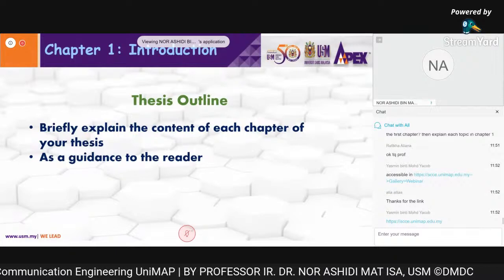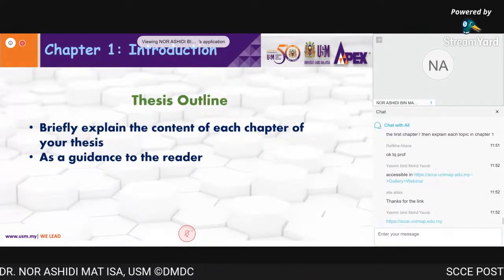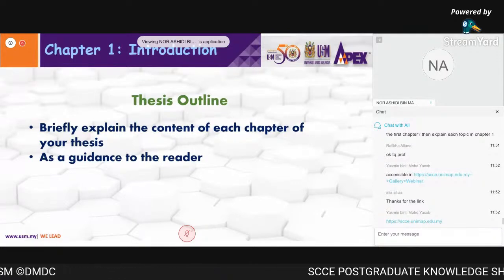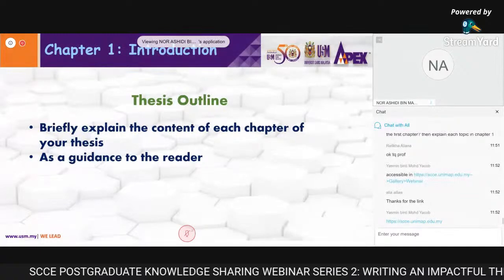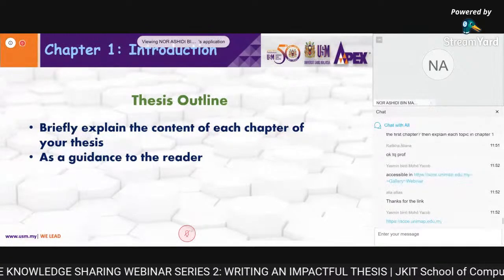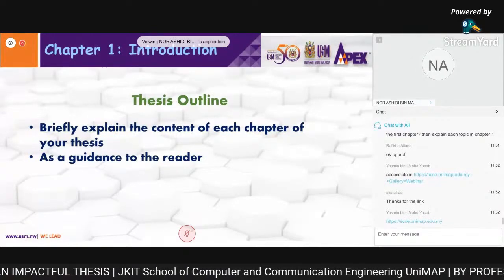So that's why I will not allow my students to use we, because we refers to student and supervisor. I will not get the credit. I only get the credit as a supervisor, because I only supervise and guide. I'm not the one who does the research.